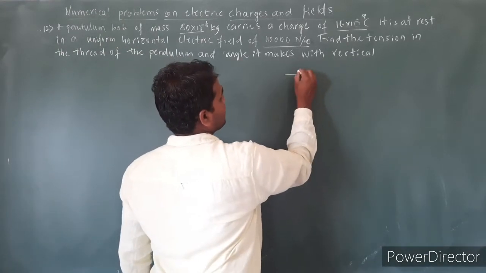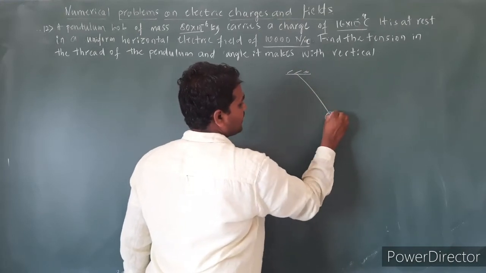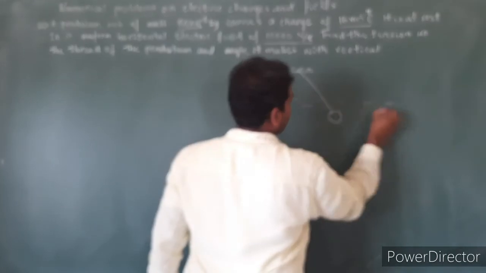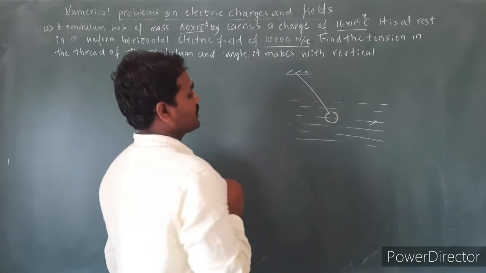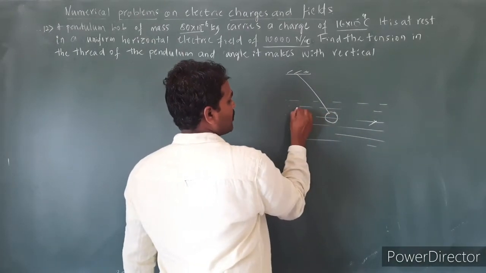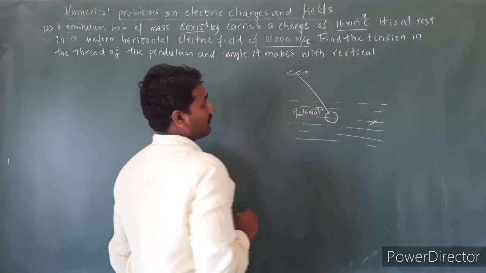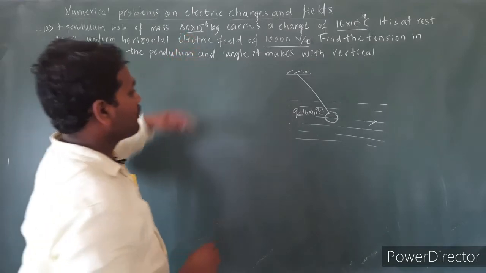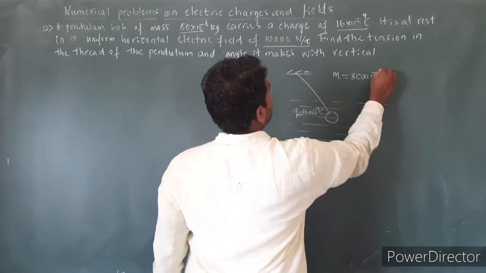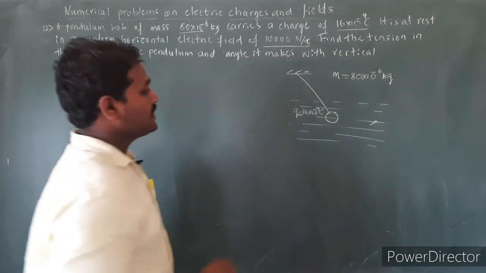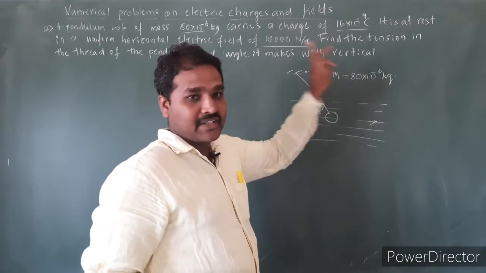We have a pendulum suspended like this, right? So we have a pendulum bob which is placed in a uniform electric field. Yes, let us consider this electric field is along the positive x direction. The charge of this pendulum bob is how much? Q is equal to 16 into 10 to the power of minus 9 coulomb. Okay, and the mass of the pendulum is equal to 80 into 10 to the power of minus 6 kilograms. Yes, and they have told us this pendulum is at rest in this electric field.